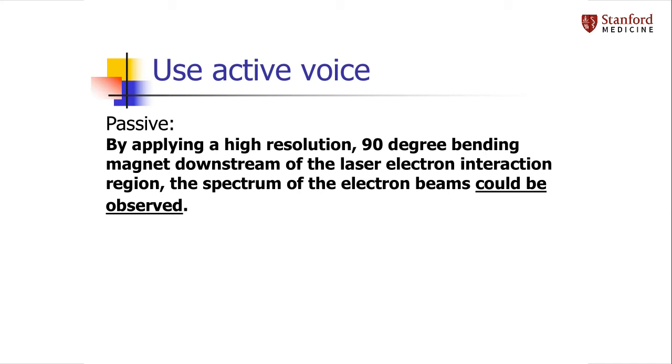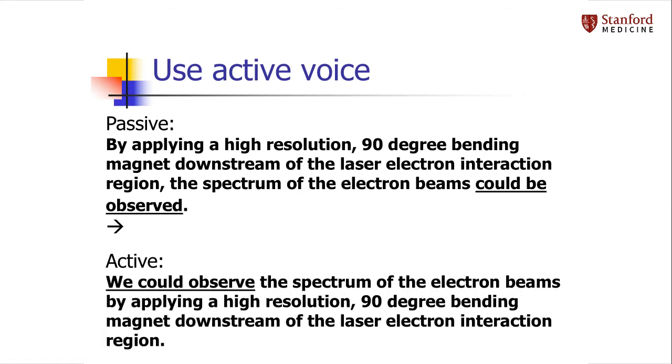To turn this one back to the active voice, we have to add an agent. Who did the observing? Presumably, the agent is the authors of the paper this sentence came from. So in the active voice, we could just say, we could observe the spectrum of the electron beams by applying a high-resolution 90-degree bending magnet downstream of the laser-electron interaction region. It's much easier to read that in the active voice.